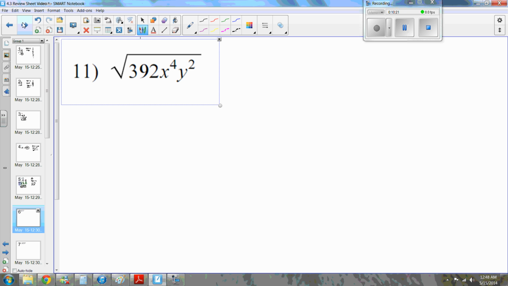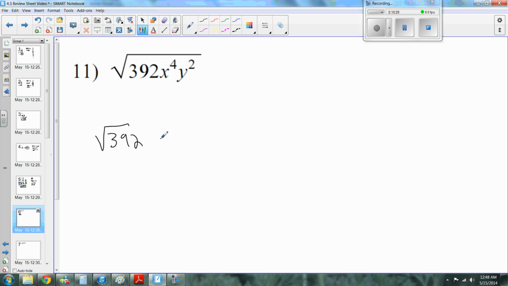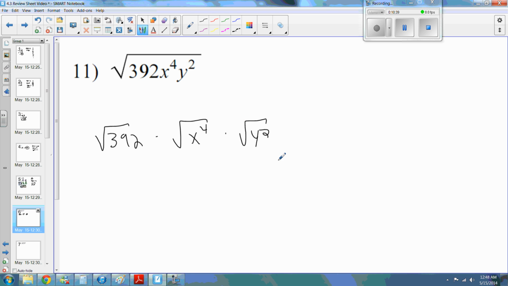Okay. 11. The square root of 392 x to the fourth y to the second power. So I'm breaking these up into my 3 separate radicals that I'm simplifying. 392, not an easy radical to simplify.